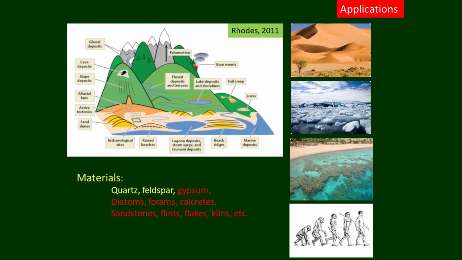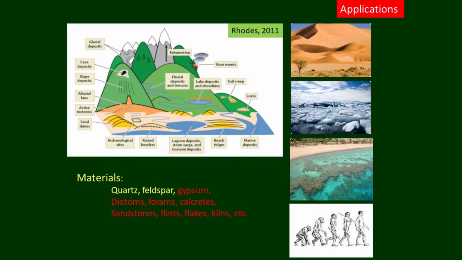I will be talking about three main different systems. One will be the glacial system, second one will be the fluvial system, and third one will be geoarchaeology, that is the application of OSL ages in archaeology. As Morthekai has said, we are using quartz and feldspar for dating. These minerals are almost present everywhere.